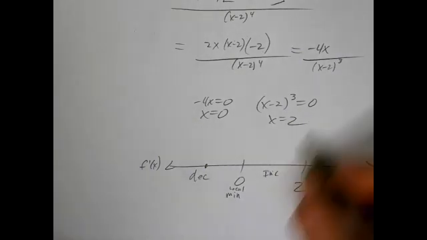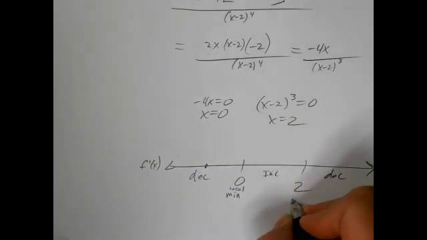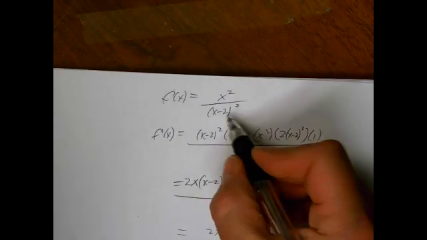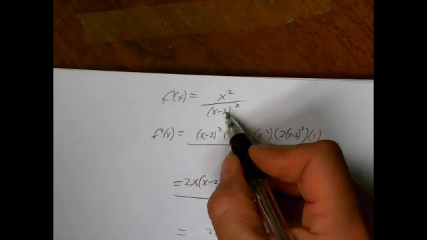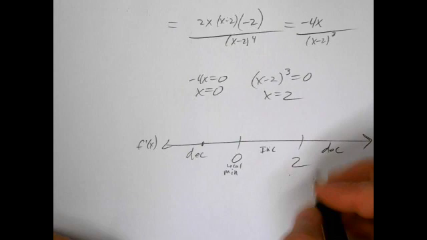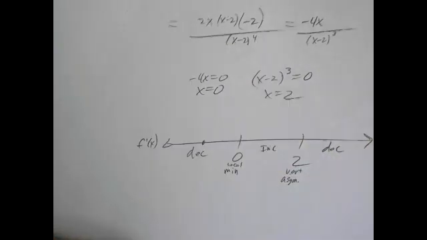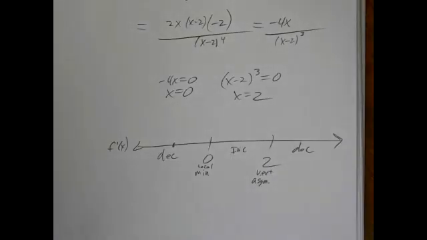Here, it went from increasing to decreasing. It went from up to back down. So I would be tempted to say I have a maximum here. I would be tempted to say that. But if you look at your original function, you see that the function is not actually defined at 2. All right? This function has a vertical asymptote at 2 because that puts a 0 in your denominator. So this is not a max. This is a vertical asymptote. The function's not actually defined there.